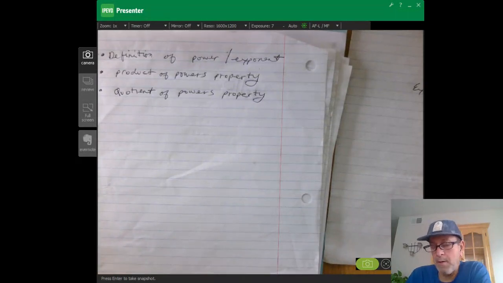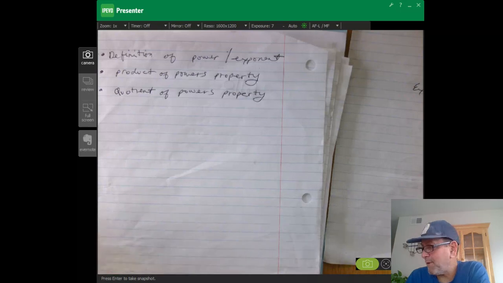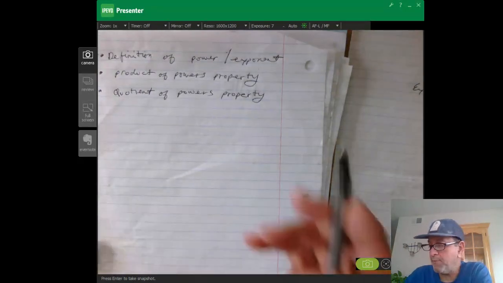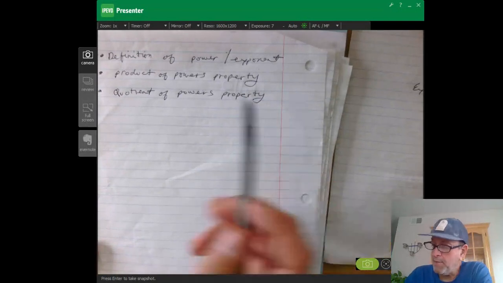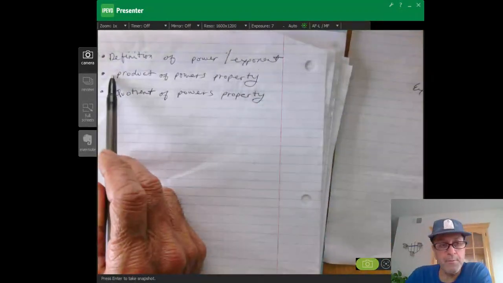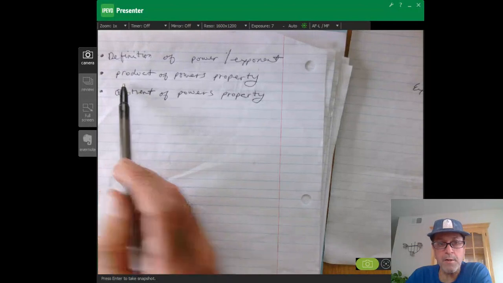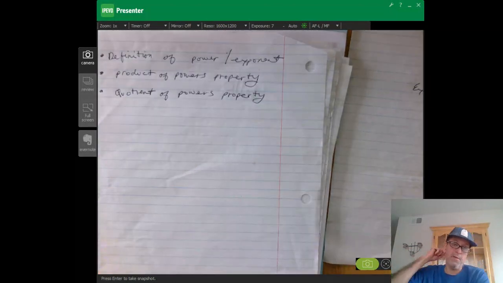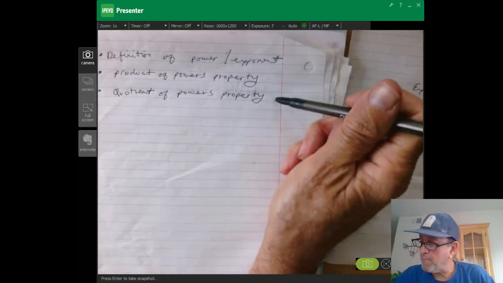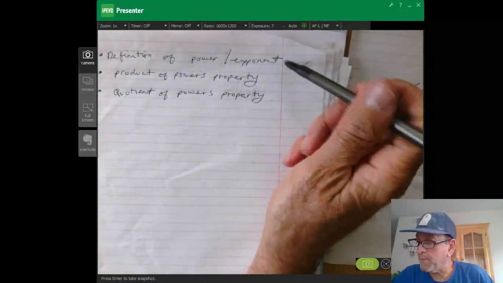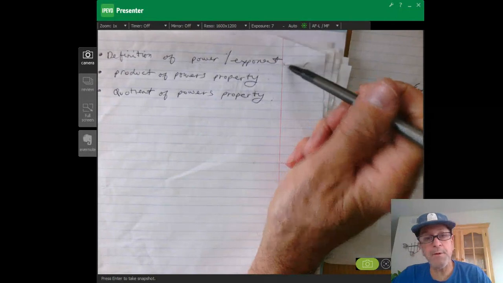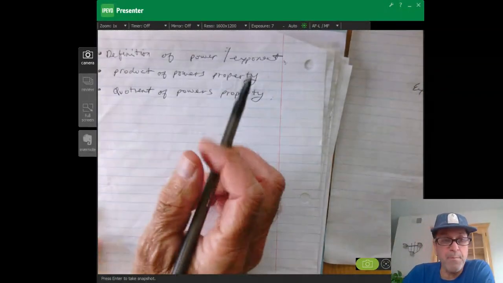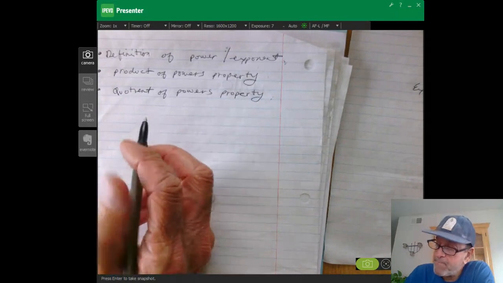There's more than this, but say about six that I'm going to talk about in the next two videos. The two most basic ones are the product of powers property and the quotient of powers property. They both follow directly from the definition of exponents and powers. So let's go ahead and get started by defining it.